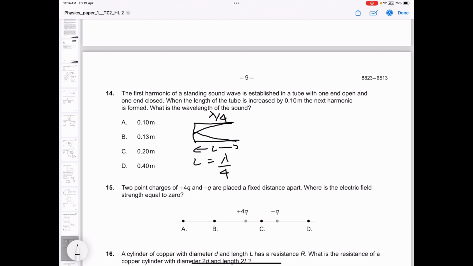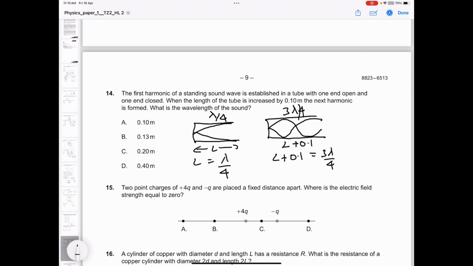So the length of the tube is increased by 0.1 of a meter. So we have to find the next harmonic formed. If this was the first harmonic, the next harmonic will look something like this. So this is of course 3 lambda over 4. And now L is increased by 0.1 of a meter. So we can say L plus 0.1 is equal to 3 lambda over 4.